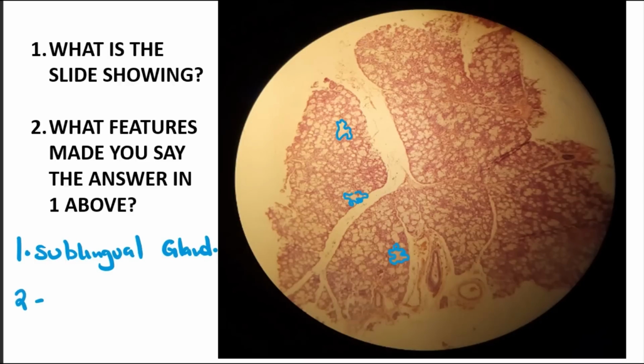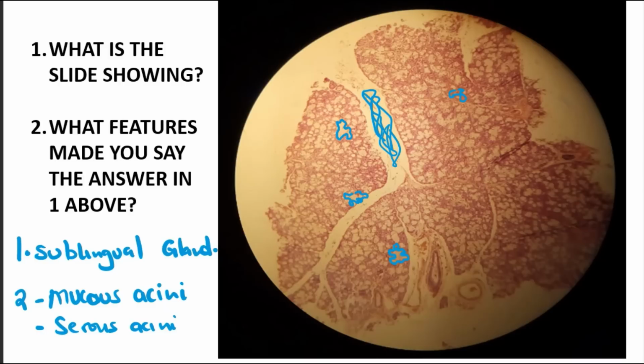Number 2, what features made you say that? Number 1, the white parts are the mucus acini. They produce mucus. Number 2, these parts that are staining purple are the serous acini. This part here is an interlobular duct that is made up of dense irregular connective tissue.